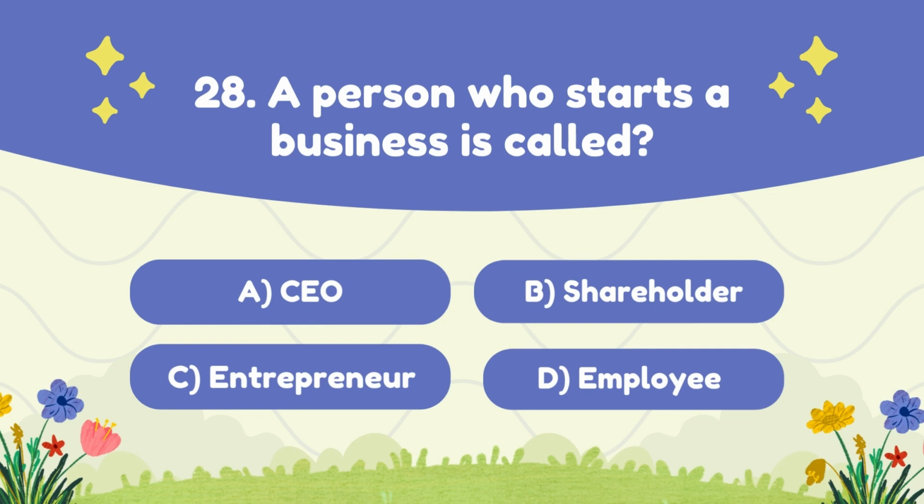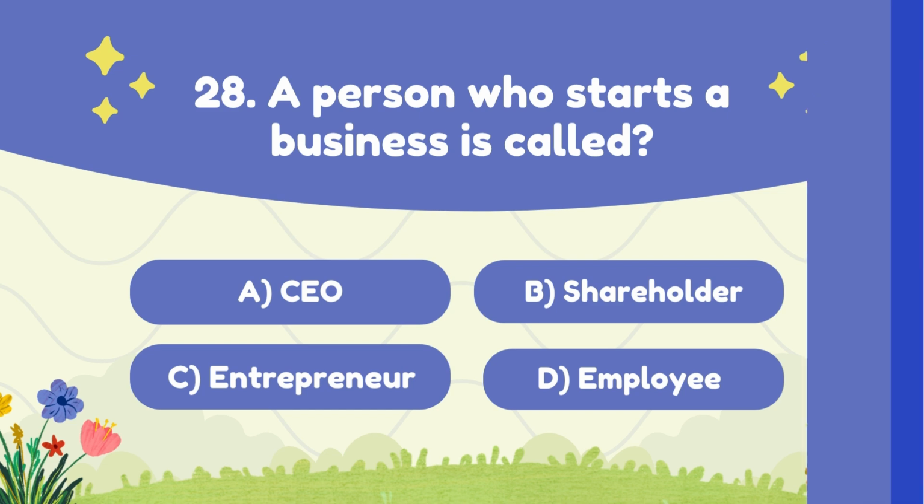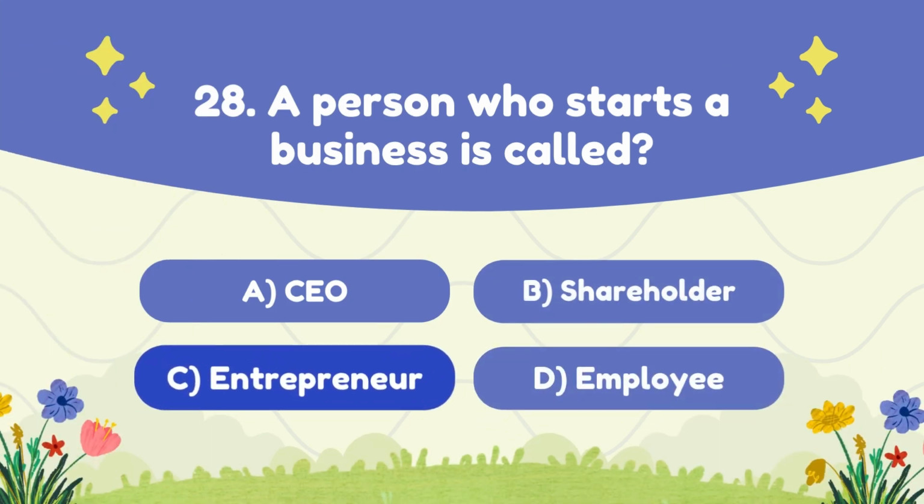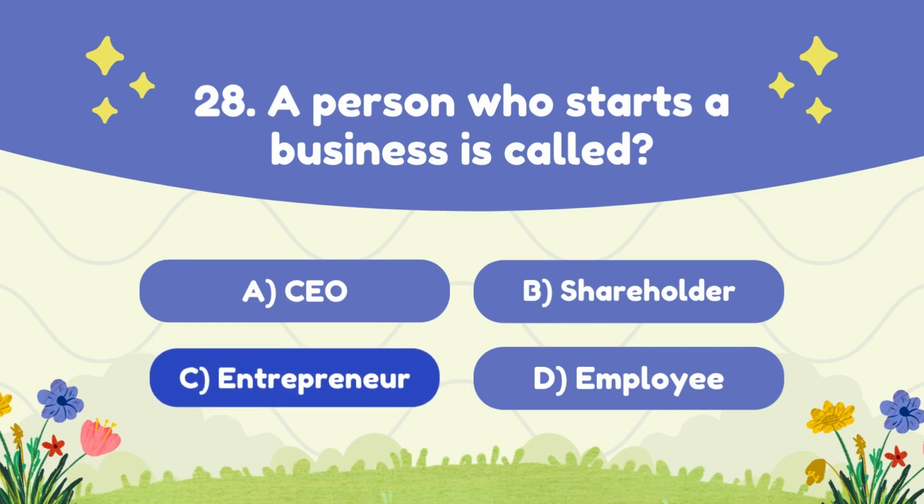A person who starts a business is called A. CEO. B. Shareholder. C. Entrepreneur. D. Employee. The answer is an entrepreneur. They take risks to create new products and services.